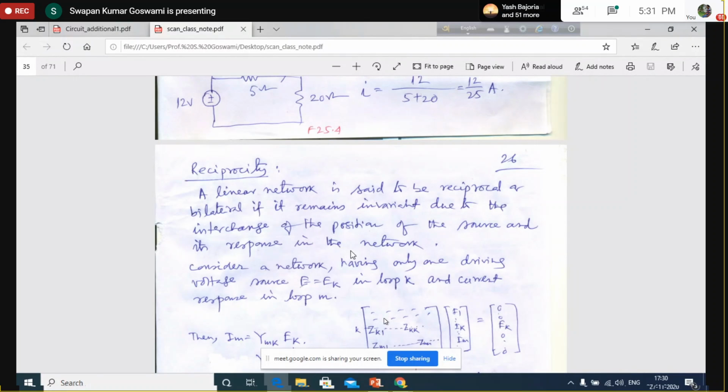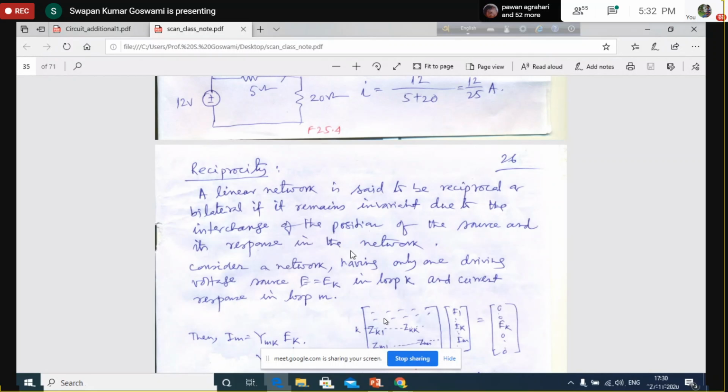You can easily interchange the position of the source and response without any change in the value of the response, provided the source value remains unchanged. Okay, is it clear?